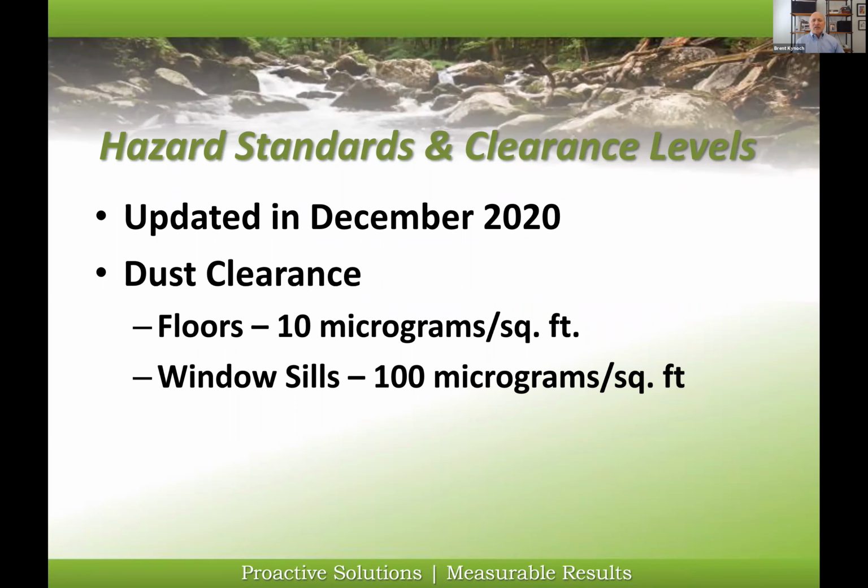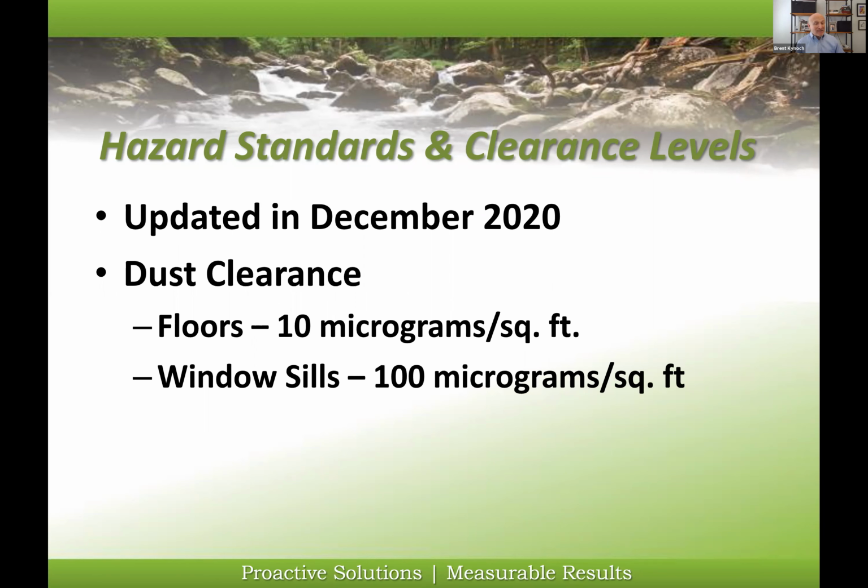So the hazard standard and clearance levels, I mentioned to you earlier that these were just updated a couple of months ago, in December of 2020. It says that when one is conducting dust samples to determine if an area is free of a lead dust hazard, or at the conclusion of a cleanup or abatement activity, those dust levels need to be 10 micrograms per square foot or less on floors and 100 micrograms per square foot or less on windowsills.